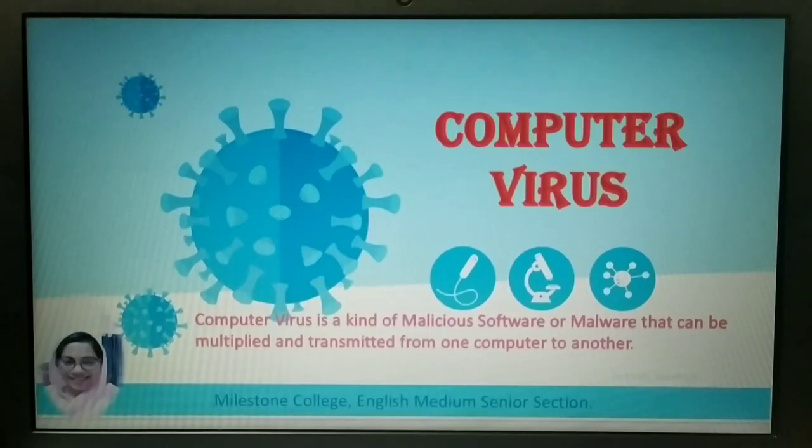Fine. Now see, what is computer virus? Computer virus is actually one type of malware. Malwares, you know, how many types are there? Yes, my dear students, malwares are three types. That is computer virus, computer worm, and Trojan horse. So computer virus is one type of malware.